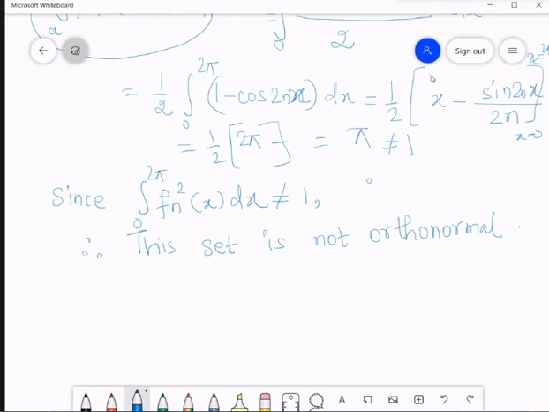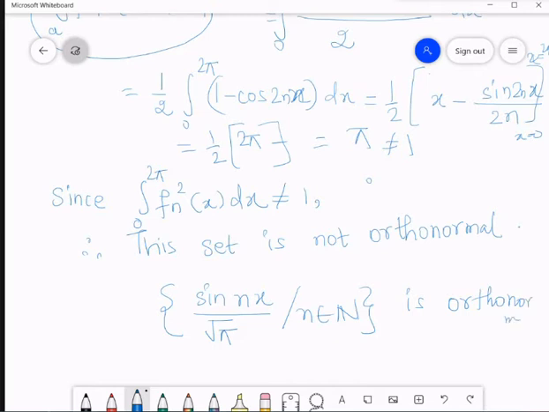Okay. Now, as this set is not orthonormal, can we convert it into orthonormal? Yes, ma'am. So can you tell me what will be the corresponding orthonormal set? Fn of x divided by root pi. Very good. Sine nx divided by square root pi will be the new set which will be orthonormal. Is this clear? Okay. So this is very nicely done.